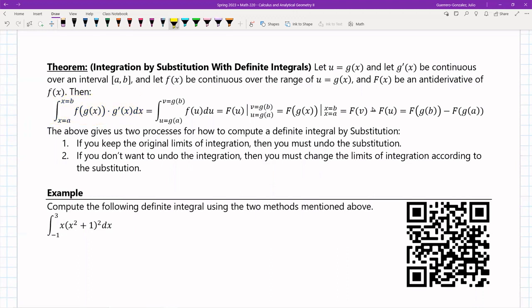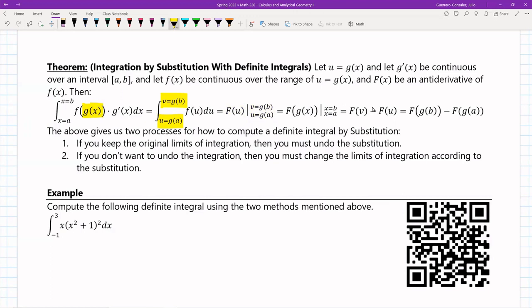Then you can perform the substitution just like we did before. When you change the variable, when you do the substitution into u, then you can change the limits of integration as well, according to your substitution g. And the way that we evaluate it, it's still going to be the antiderivative of u. If you keep the substitution, it's going to be at the two newly found endpoints.